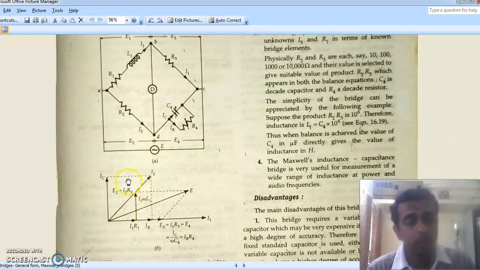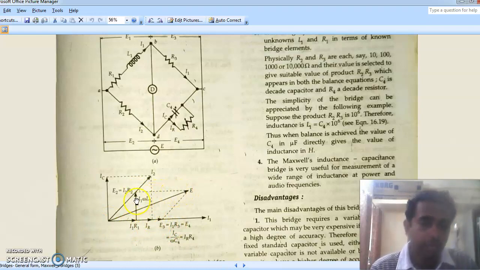So now what is this E? This E is nothing but the phasor sum, or the vector sum, of E1 and E3 or E2 and E4. So we have determined all the voltages, that is E1 equal to E2 here and E4 equal to E3 here. So this is E3 or E4. So I draw a parallel line like this.